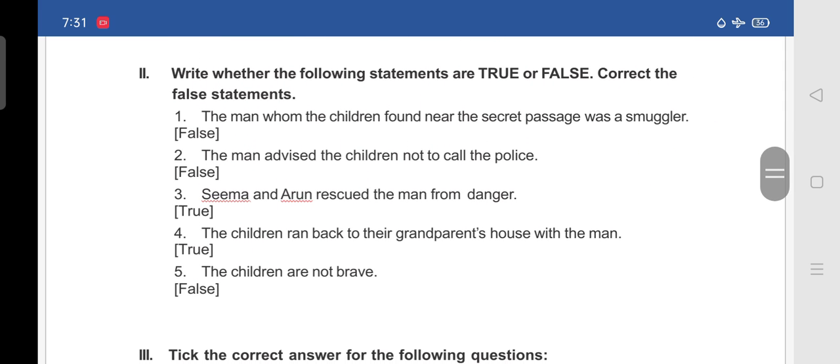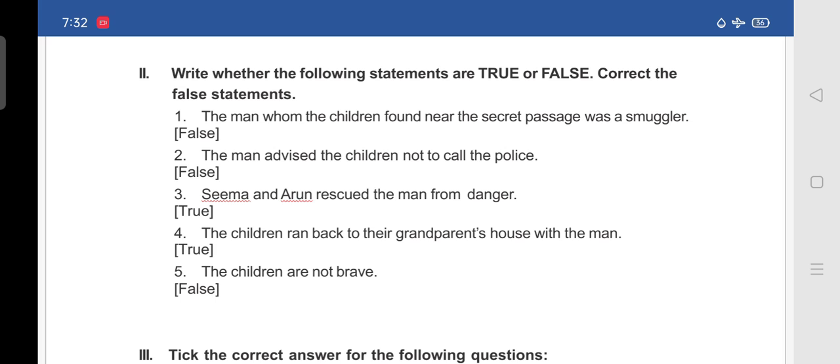Write whether the following statements are true or false. Correct the false statements. So students, here I have already done it for you. If you have space in your textbook, you write it there in the space provided with a pencil. See the first one. The man whom the children found near the secret passage was a smuggler. Was he a smuggler? No, because he was a police officer, isn't it? So the first one is false.